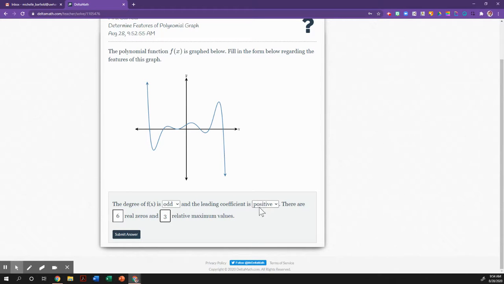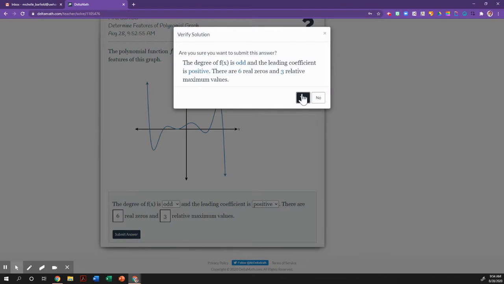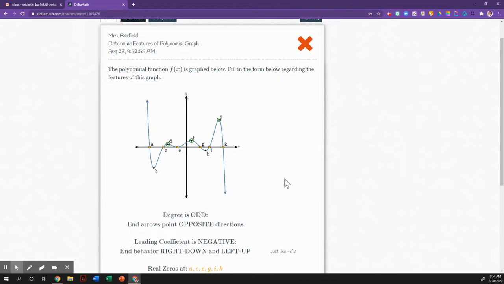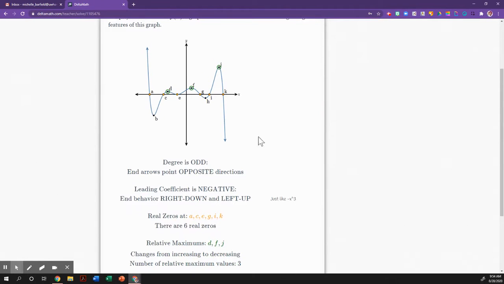If you're not sure about the leading coefficient, is it positive or negative? Submit, yes. I knew I was getting the red X. It says the leading coefficient is negative because the end behavior on the right is down and the left is up. So you want to choose positive right here, if the left is pointing down and the right is pointing up.